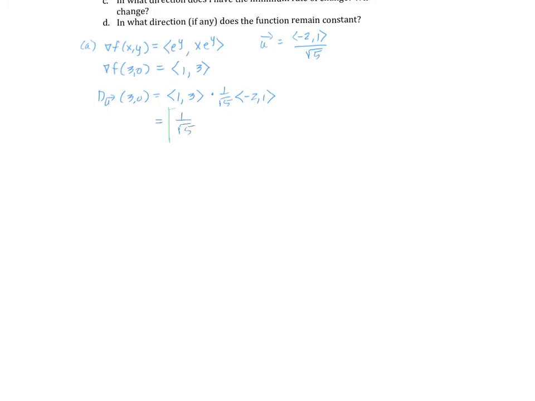And that's what we were asked to find in part A, the rate of change at that point on the surface of my z function in that particular direction. So it's 1 over the square root of 5. Let's move on to part B.